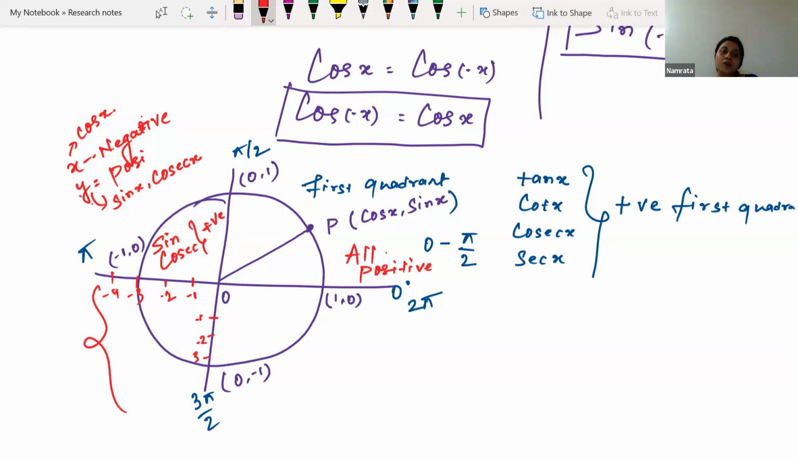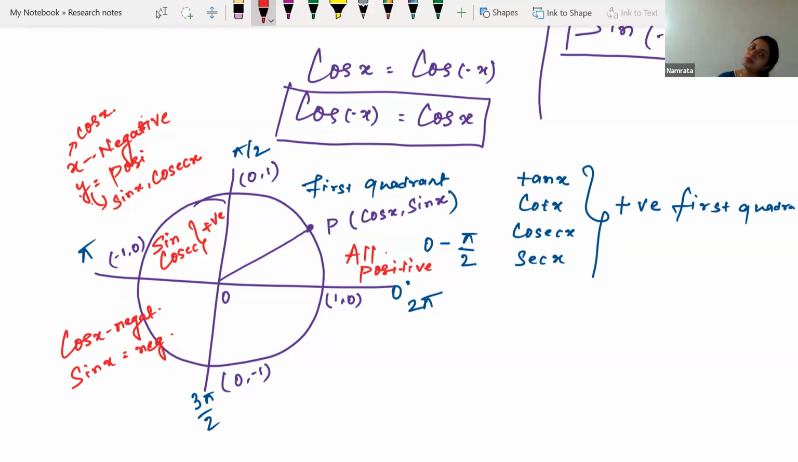Yes, ma'am. So in the third quadrant, x is negative, y is negative. That means for the coordinate P, cos x and sin x are both negative. So since cos x is negative, whatever is related to cos x, that is sec x, will also be negative. Whatever is related to sin x, that is cosec x, will also be negative.